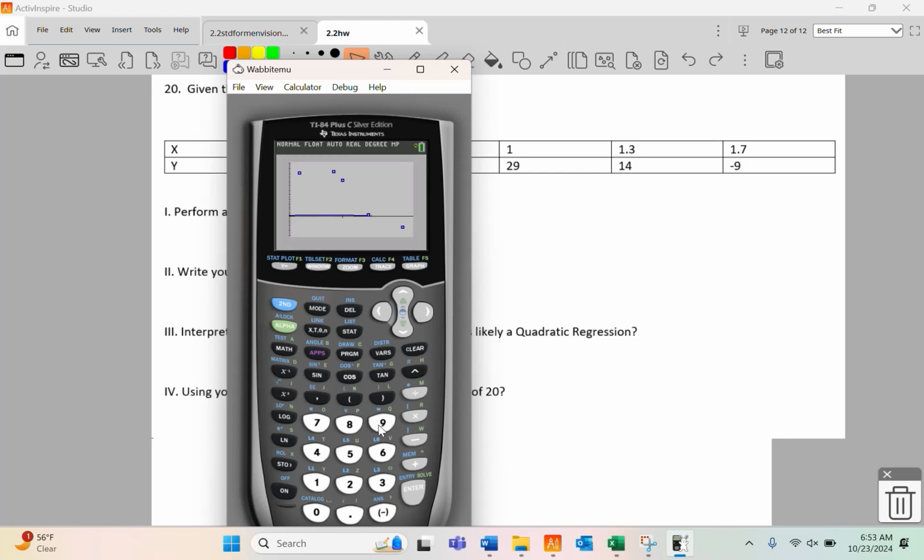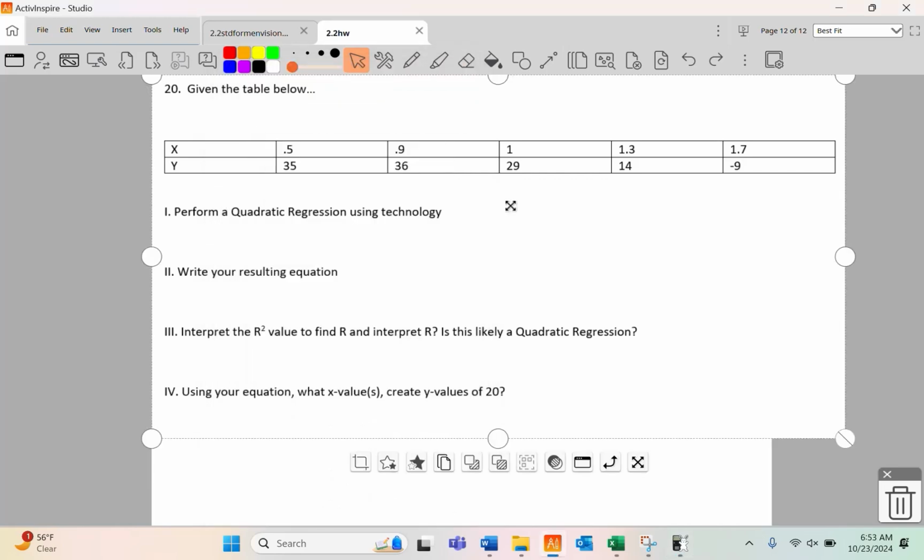Apparently I have something in Y1. Need to clear that out too. And that's the stat plot. This doesn't really look like a parabola, but to some degree it is. We'll see in a minute.